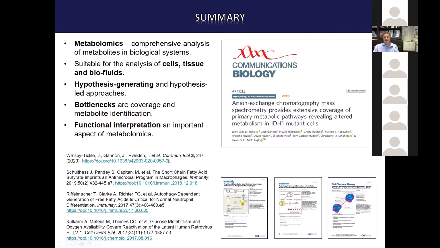I've put a few papers here that come from our group recently. This one here captures a lot of the information that I've shown you about the IDH mutations, for example, and using ion chromatography as a new methodology in that.